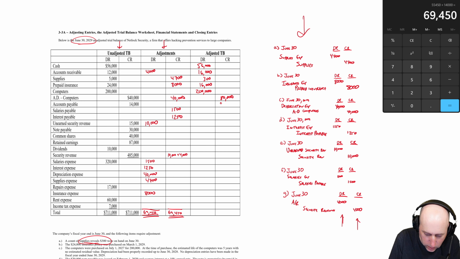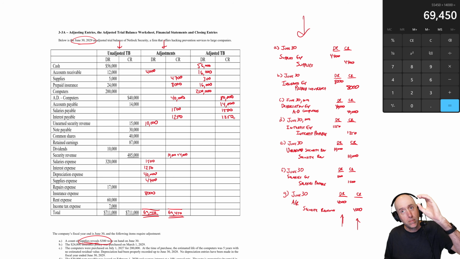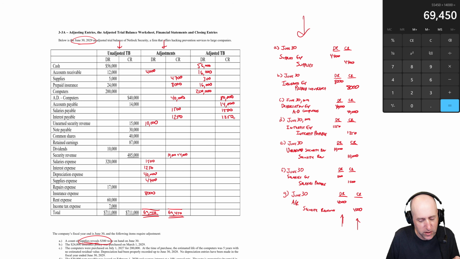Accounts payable, 14,000 credit, unadjusted. Salaries payable, 1,500, so zero, and then 1,500 credit, so 1,500 credit. Interest payable, 1,250 credit. Under security revenue, we got a big credit and a smaller debit. Take the big one minus the small one. The big one gets the balance. 15 minus 10 is 5. And it goes to the credit side. The credits were bigger this time. It's one that students screw up sometimes. They put it on the debit side just because, I don't know, something goes wrong. Notes payable is 30.